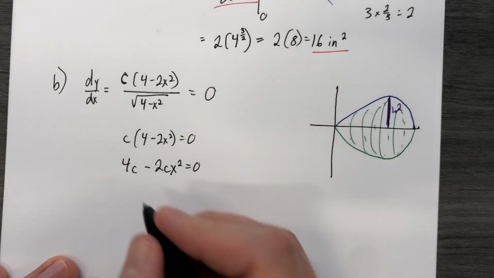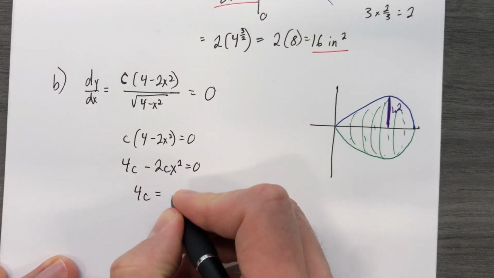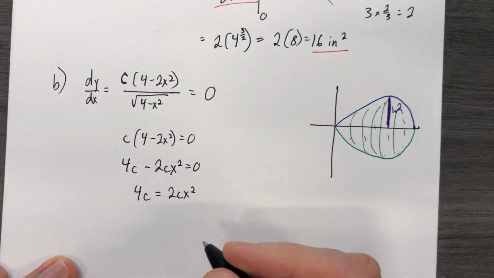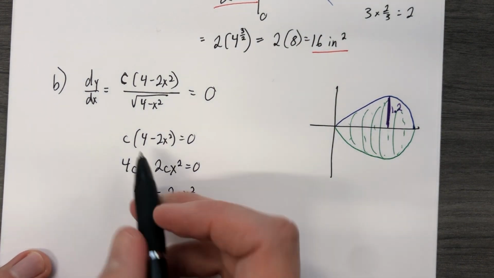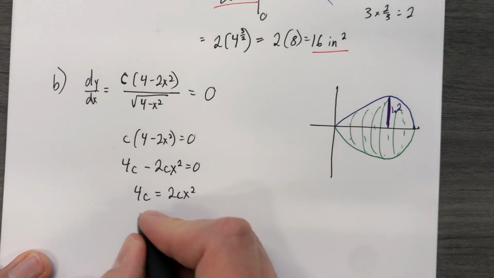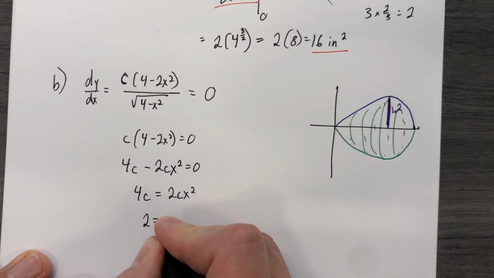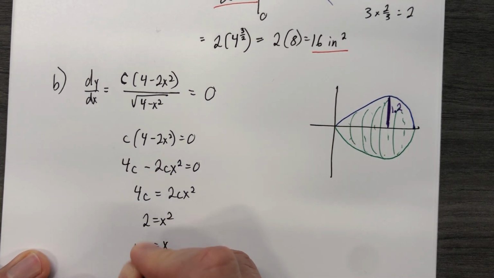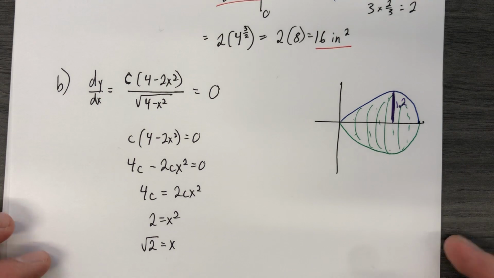Apparently they're doing calculus. 4C equals 2C x squared. And you can divide by C at this point. You could have done it from the very beginning. Again, I did not. Divide by 2C, you get 2 equals x squared. So x equals square root of 2. Let's not do the plus or minus thing. We're dealing with distance here.